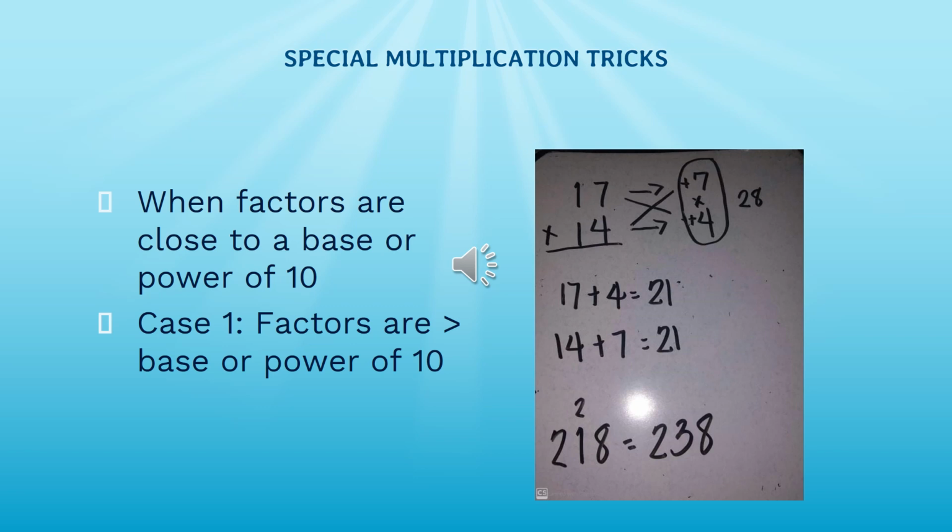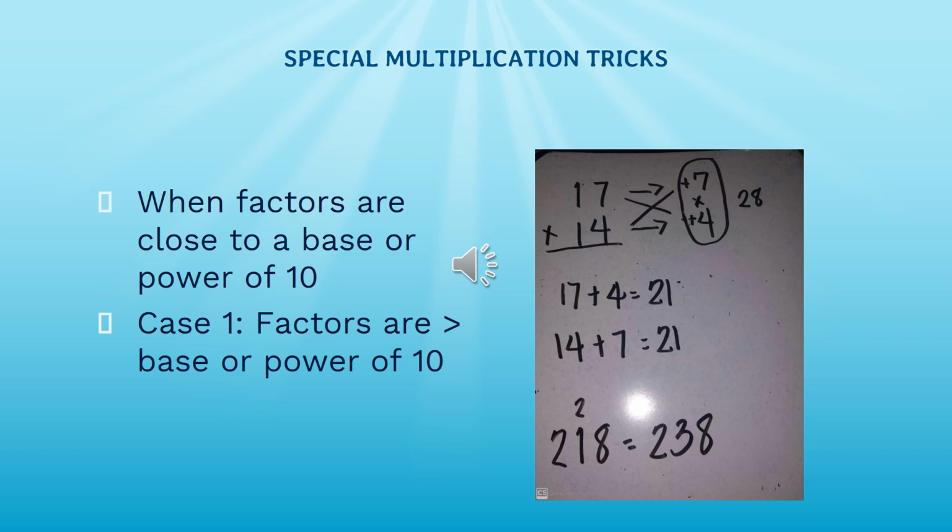At this point, I would like to feature some special multiplication tricks which are also based on Vedic multiplication techniques. The first case is a case wherein our factors are a little over the powers of 10, or base of 10. So what are those powers of 10? We have 10 to the power of 1, which is also 10, 10 to the power of 2, which is 100, and 10 to the power of 3, 1000, and so on. So the powers of 10 are 10, 100, 1000, 10,000, and so on.